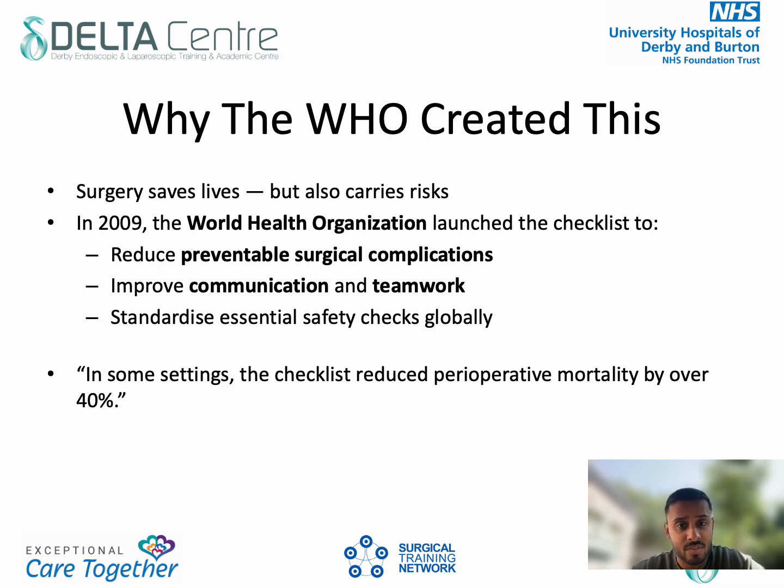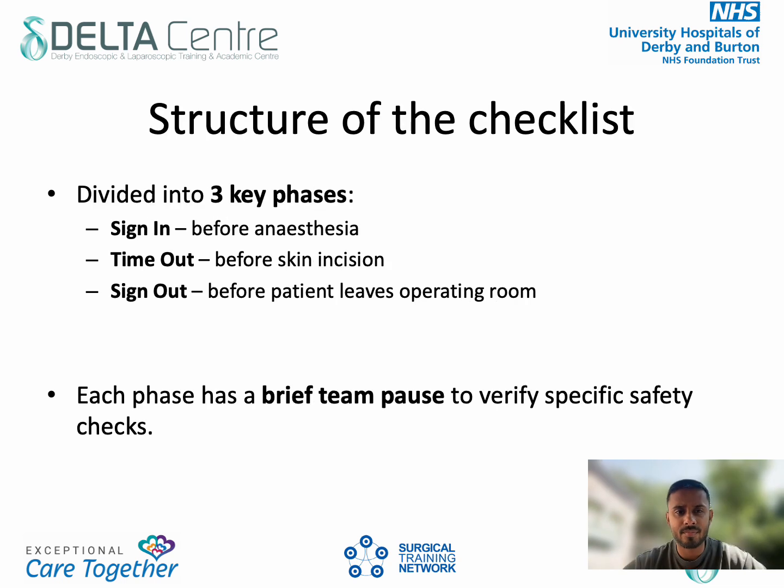Surgery can save lives, but it's not without risks. Complications like infections, bleeding, or wrong site surgery still occur, and many of these mistakes are preventable. And that's why in 2009, the World Health Organization introduced this checklist. It's now used in hospitals globally to improve communication, standardize safety checks and reduce surgical harm. The checklist is simple but powerful.